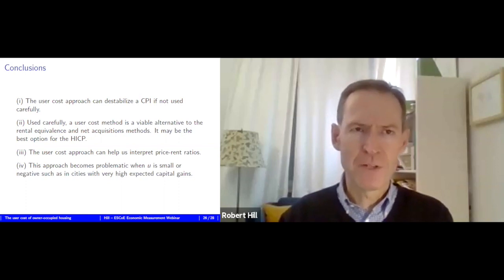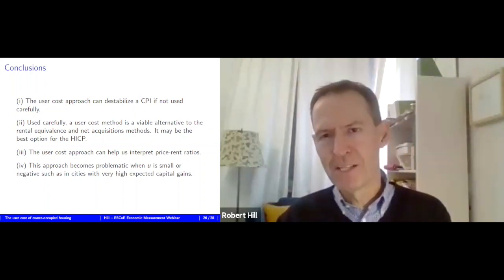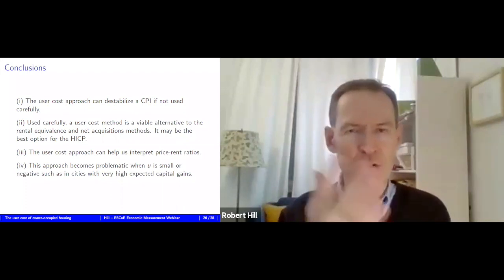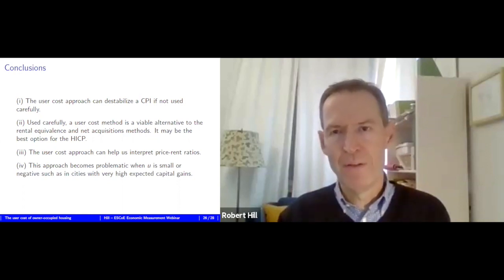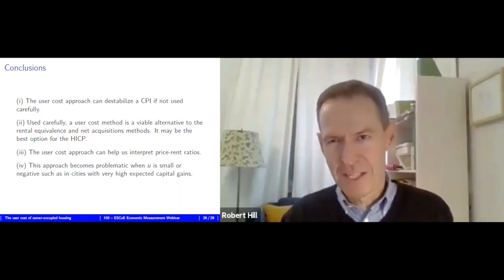But a problem, which I forgot to say in this presentation, is that if you try to put actual capital gains into that user cost formula when you're measuring inflation, you can also get massive swings. That can also destabilize the CPI. If you have a period where house prices have risen rapidly, the user cost could go negative, or certainly to zero. And then when you get a crash in the housing market, the user cost can go way up. So it can be destabilizing, which brings me to the second point.